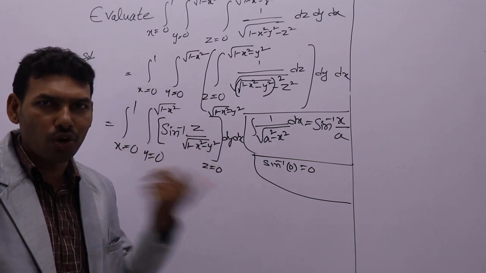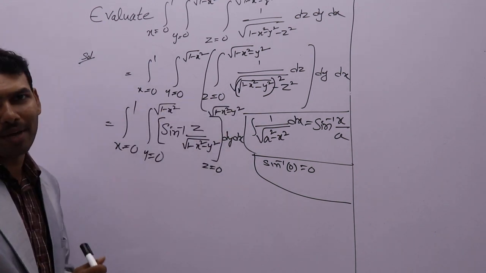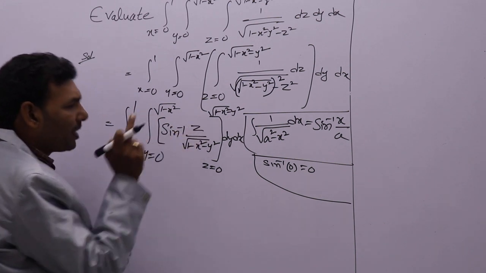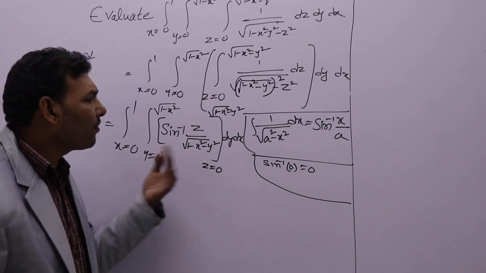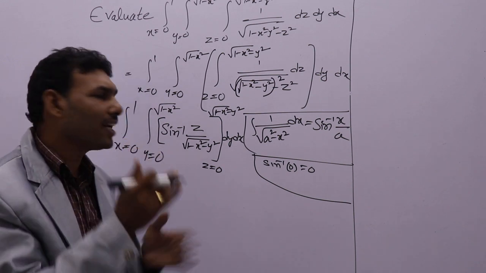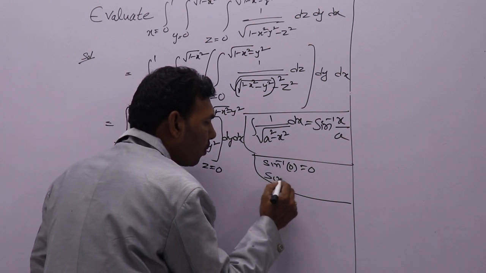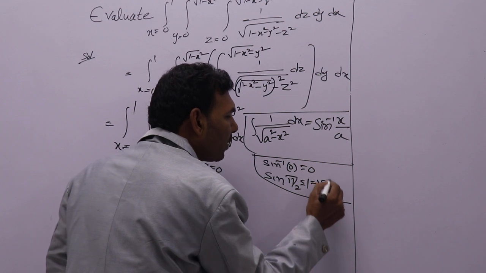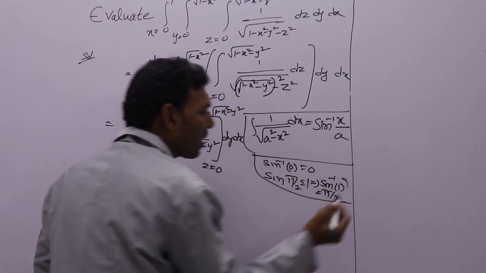Similarly, if you write root 1 minus x square minus y square in the place of z, the same term you will get in the numerator. Numerator and denominator get cancelled, you will get 1 there. Sin inverse of 1. To identify sin inverse of 1, you need to know for which angle you get sin equal to 1. For pi by 2. You all know sin 90 is 1. That's why sin inverse of 1 is 90 degrees, pi by 2.